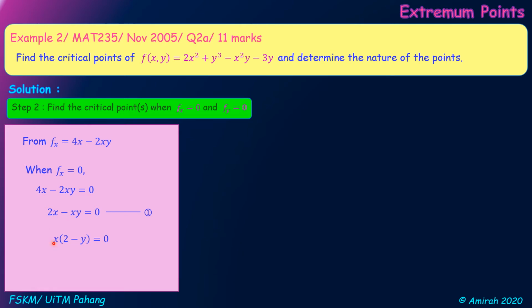And we can factorize x here. So in bracket we get 2 minus y equals to 0. So now we have multiplication between two functions equals to 0. Means that x equals to 0 or 2 minus y equals to 0. This comes from equation 1. Then we get values of x and y, so we can name it as 1a and 1b. So from here we get x equals to 0 and 2 minus y equals to 0. Then when we solve, we get y equals to 2.